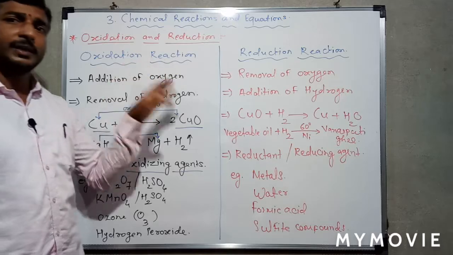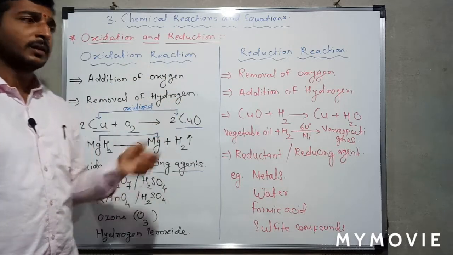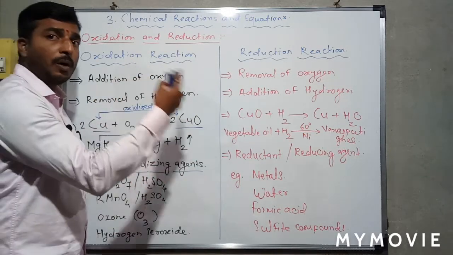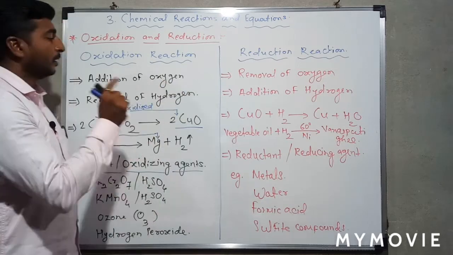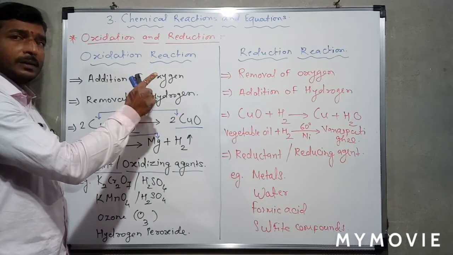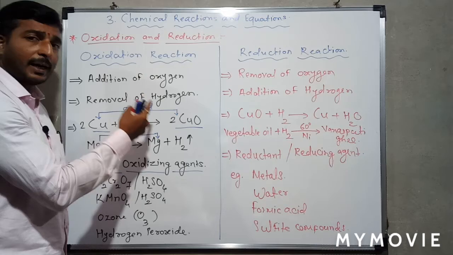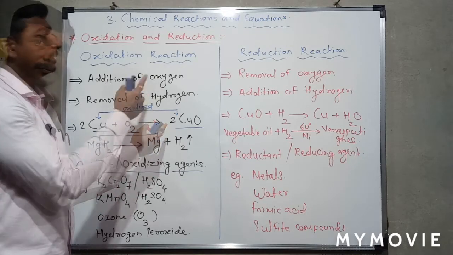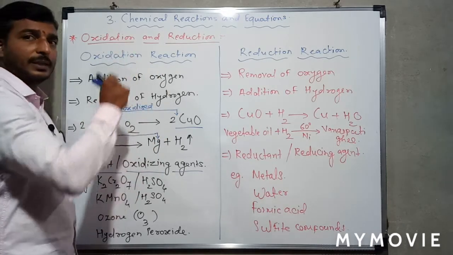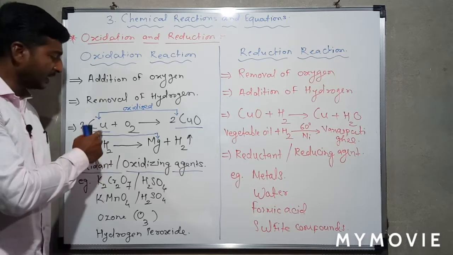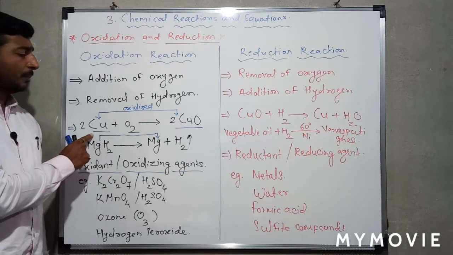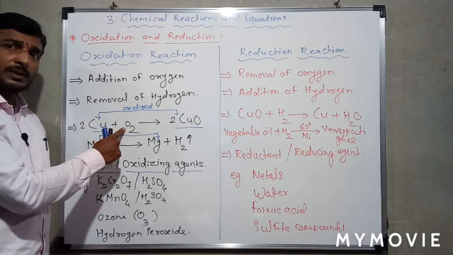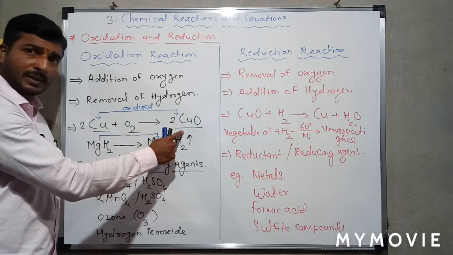Oxidation reaction: the reaction in which a reactant combines with oxygen to form a new product, or the reactant in the reaction loses hydrogen, that type of reaction is called an oxidation reaction. So let us check with the example. When copper is burned in the presence of oxygen, you will form copper oxide.